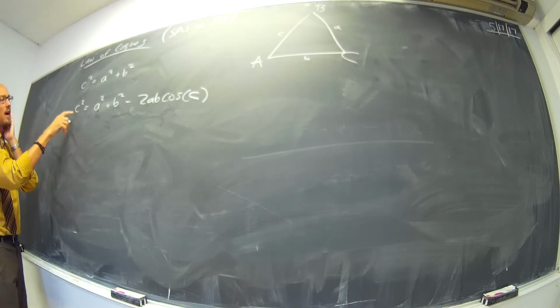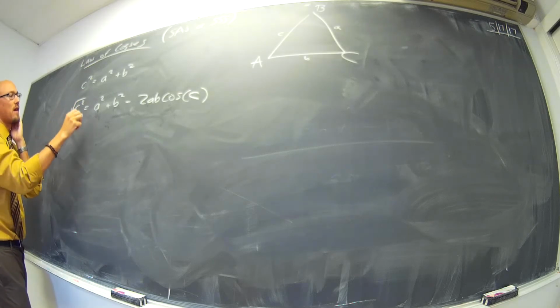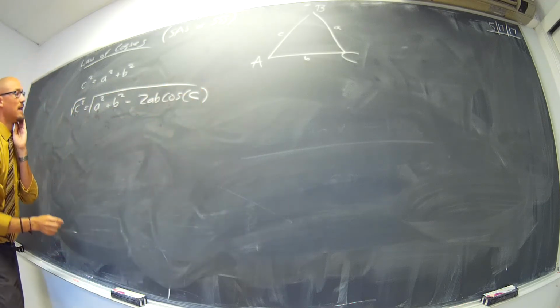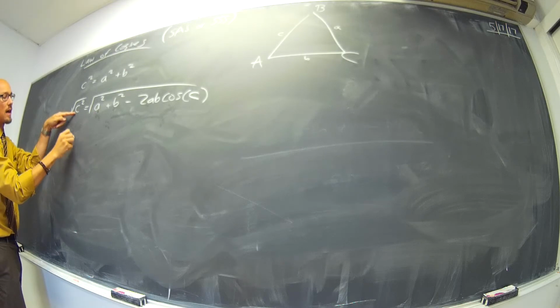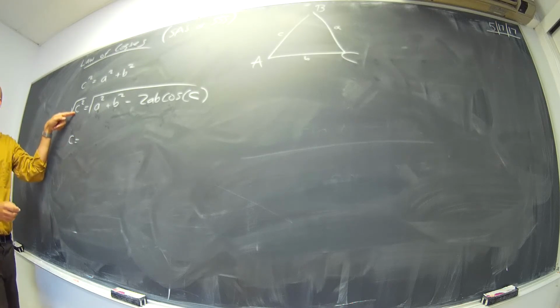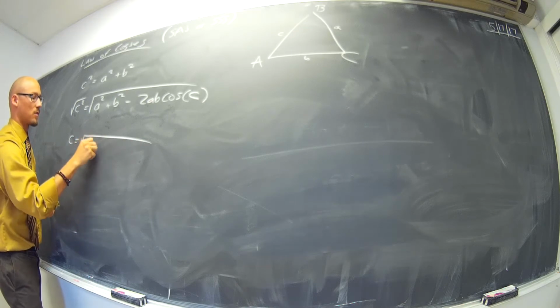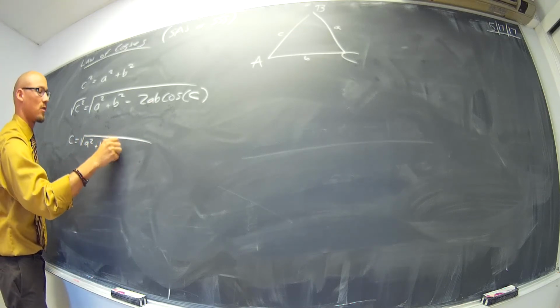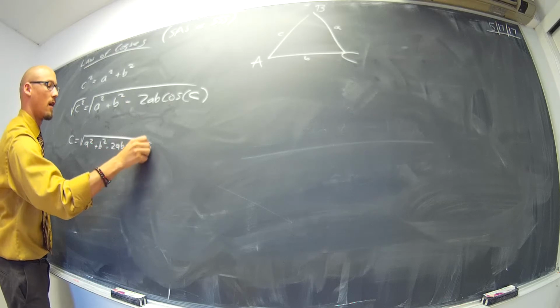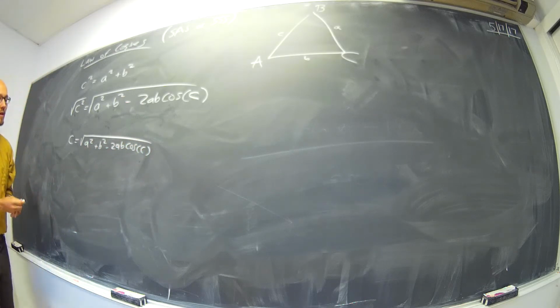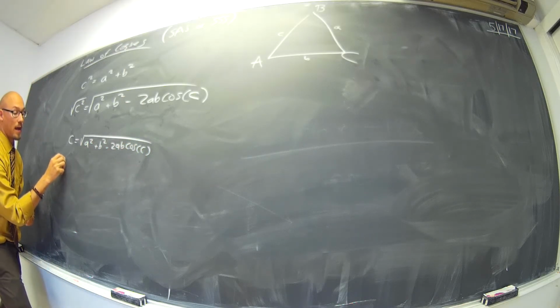So here's the thing. I want to get rid of this c squared riffraff. Let's do this. That way we're solving for a side length, which is c. So c is equal to the square root of a squared plus b squared minus 2ab cosine of big C. Now what if I wanted to solve for side b?